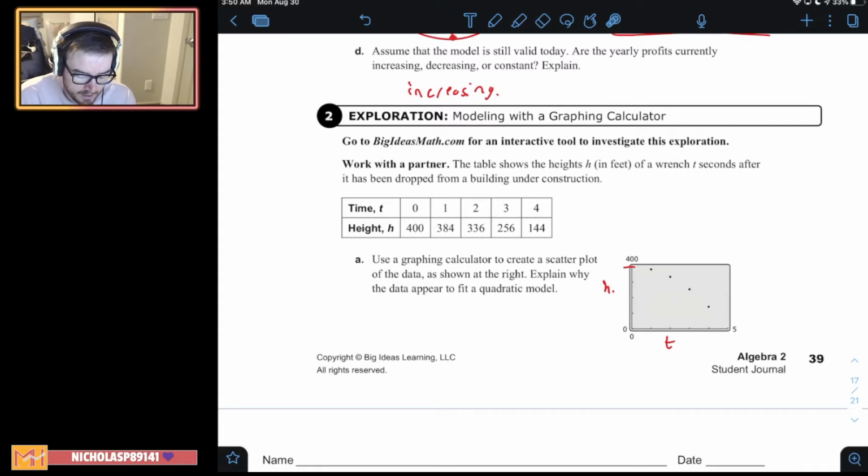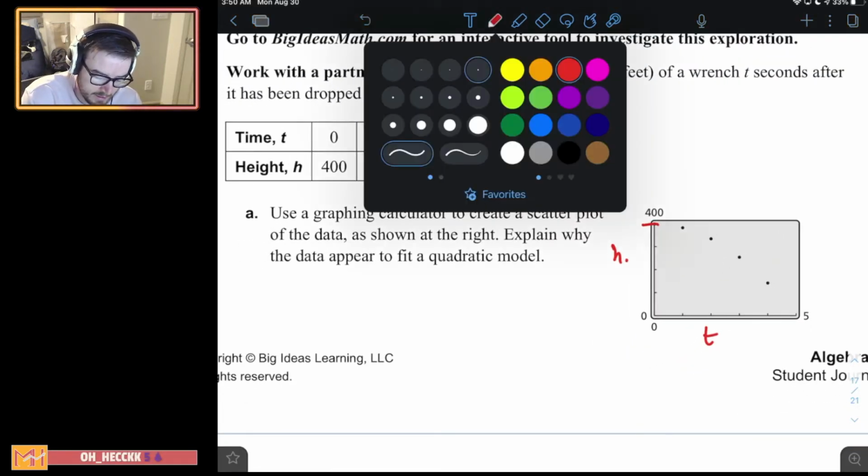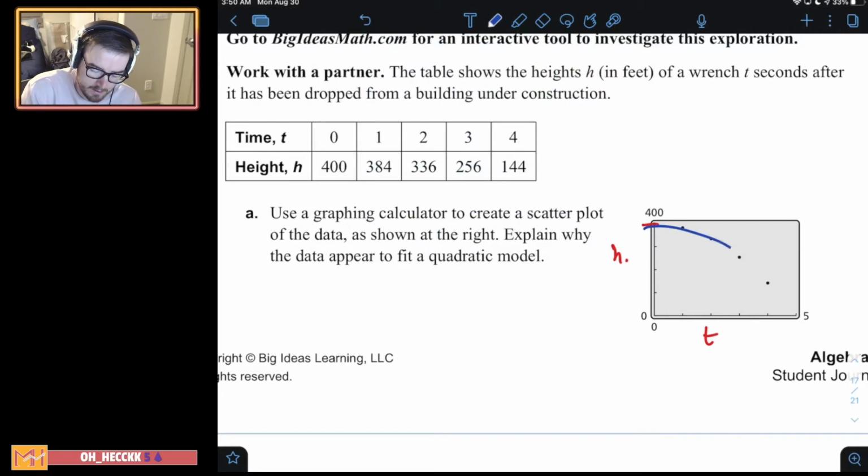Using a graphing calculator to create a scatter plot of the data as shown on the right, explain why the data appears to fit a quadratic model. We can do this without plotting it. We can see this U shape. That's all I need you to see, that as it's dropping, it's creating this parabolic shape.